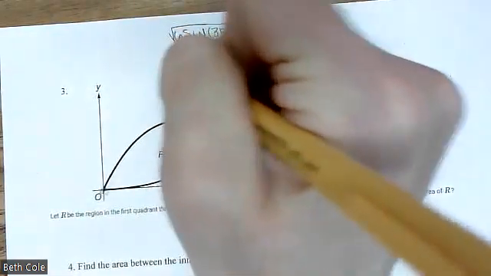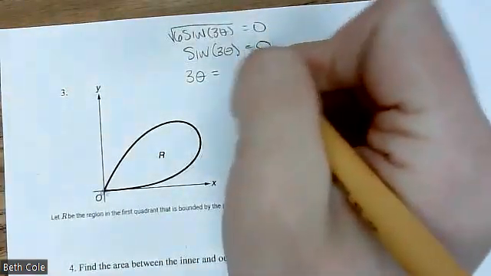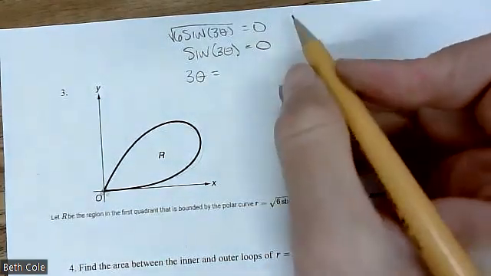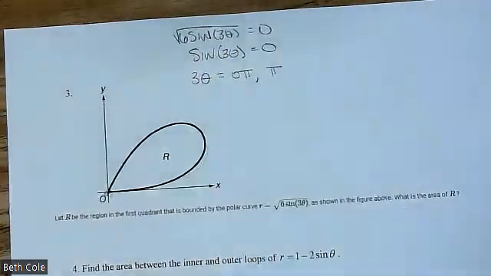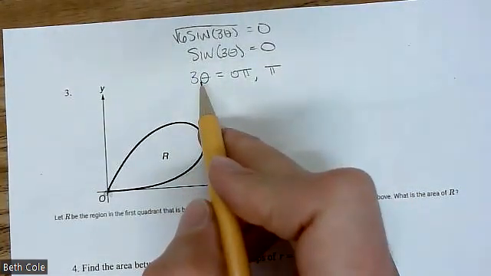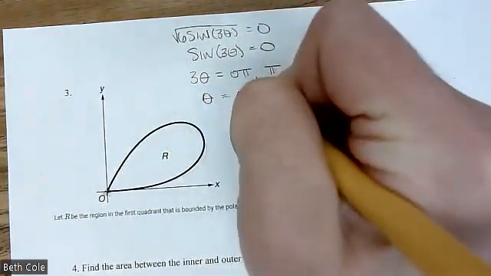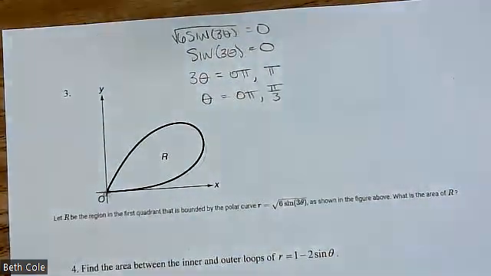And so we're going to have 3 theta equals what? Where would sine be 0? Zero, pi, and 2 pi and 3 pi and 4 pi and forever after, but we only need the first 2. And then to get theta by itself, you would divide by 3. So 0 divided by anything is still 0, and then pi over 3. So those are going to be the boundaries on our integral.